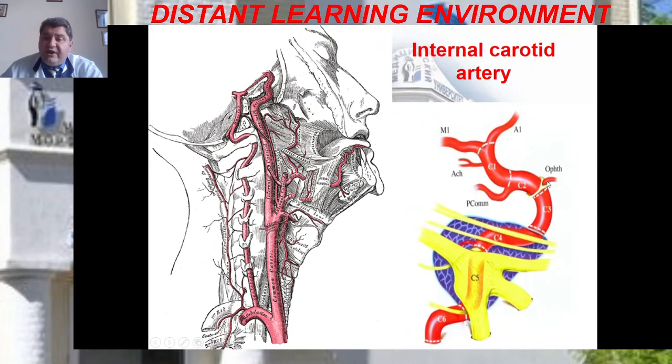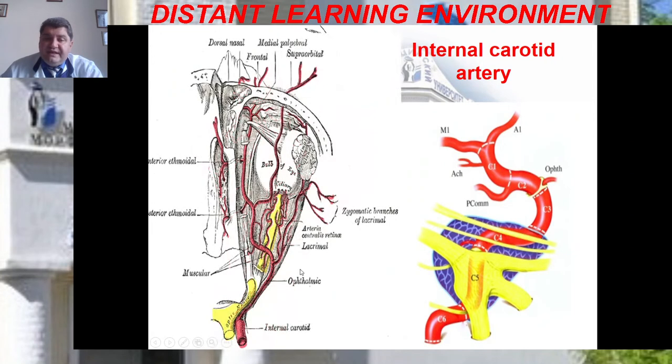branch. The first branch in the cerebral part is the ophthalmic artery, which passes into the orbit through the optic canal with the optic nerve. So it passes through this canal. Before passing, it gives a branch for the meninges, for the dura mater, and it also forms an anastomosis with a branch of the middle meningeal artery.